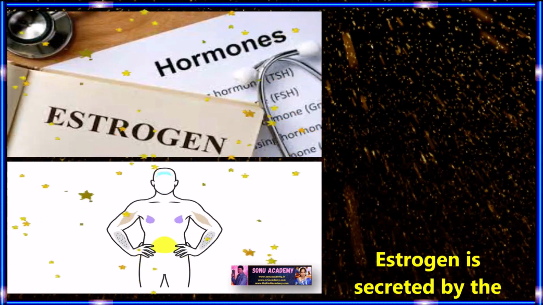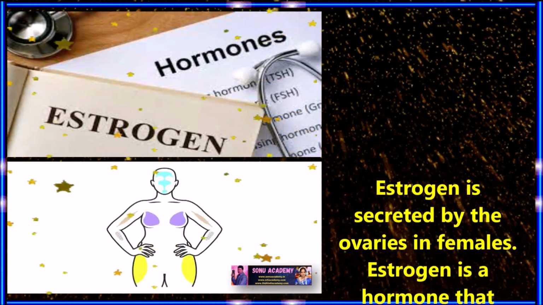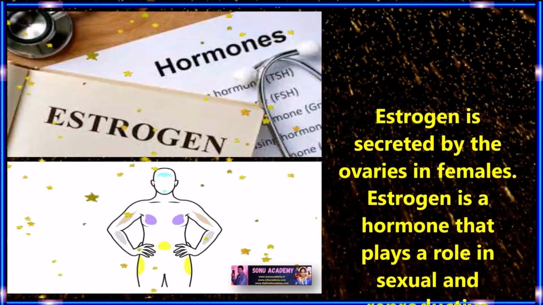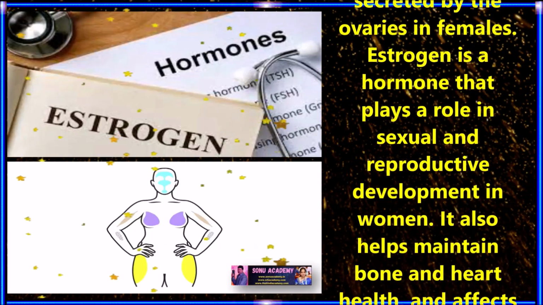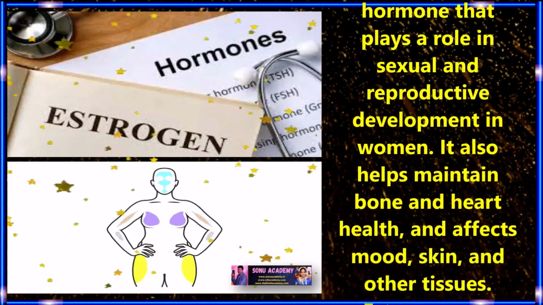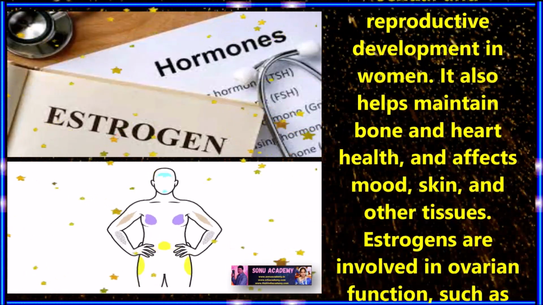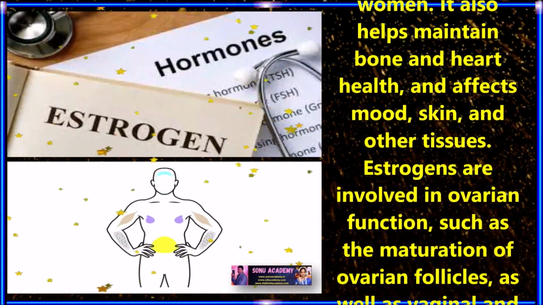Children, now let us discuss estrogen. Estrogen is secreted by the ovaries in females. Estrogen is a hormone that plays a vital role in sex and reproductive development in women. It also helps maintain bone and heart health and affects mood, skin, and other tissues.